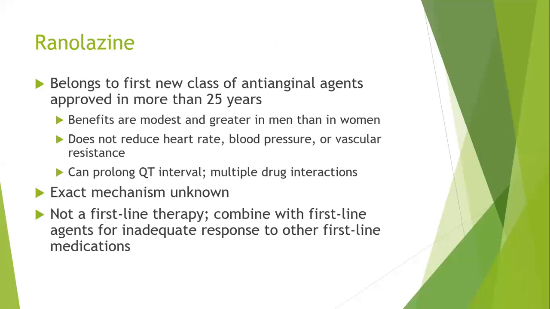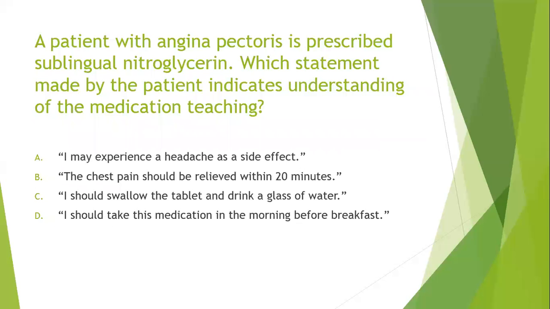Ranolazine is a new class. Hasn't tested out to be that great, so that's why it's a second generation drug. And it has the bad effect of causing QT elongation. So it can be combined with first-line agents if there's an inadequate response to them.